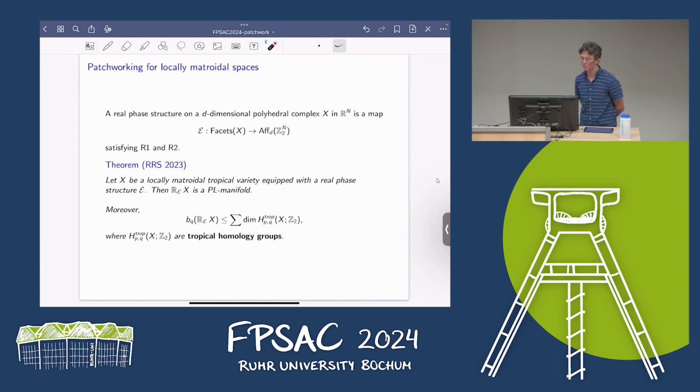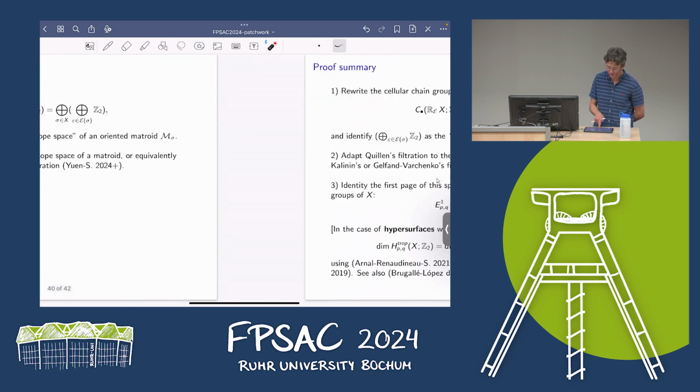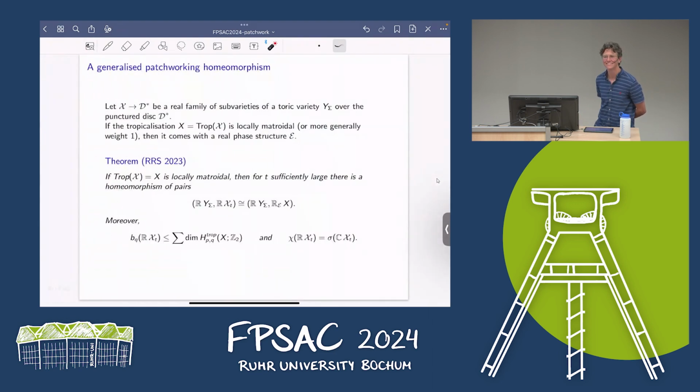And the bounds on the Betti numbers that we saw from the hypersurface case can also be generalized to give us bounds on the Betti numbers here, except that instead of Hodge numbers, because here we have no algebraic variety hanging around, something called the tropical homology numbers, the dimensions of the tropical homology groups. Okay, so definitely skipping the proof. But you can ask about it in the end.